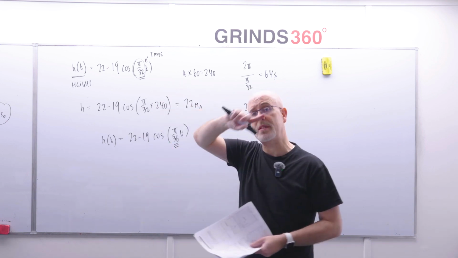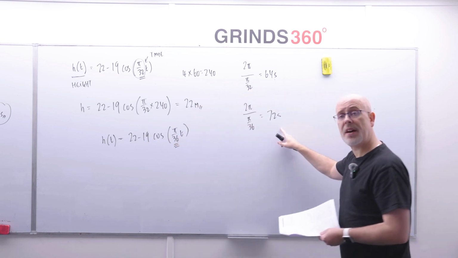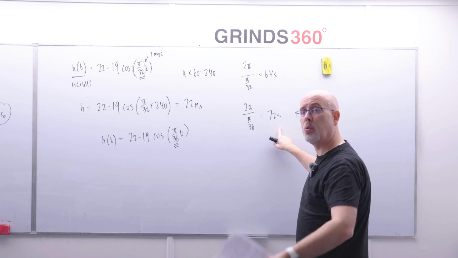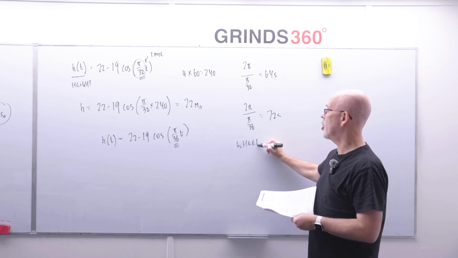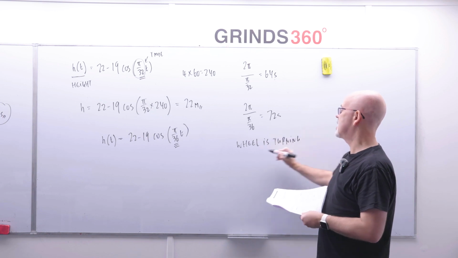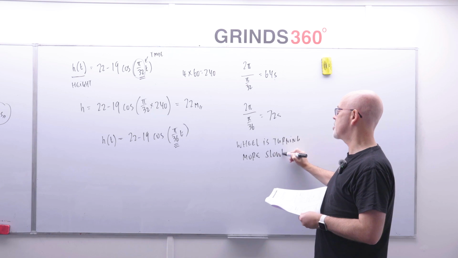So originally the wheel was taking 64 seconds to make a full revolution. Now it's taking 72 seconds. So it's now taking longer for the wheel to complete one full revolution. That means the wheel is turning more slowly, or has slowed down, or it's taking longer to complete a revolution. Make sure you mention something like that.